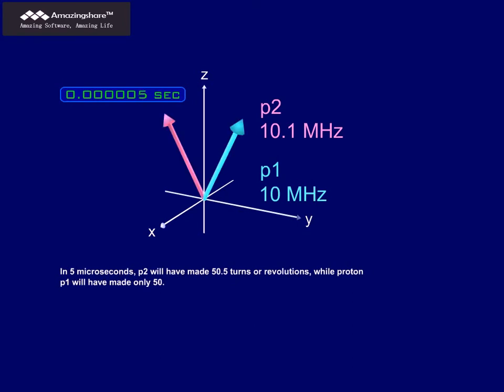In 5 microseconds, P2 will have made 50.5 turns or revolutions, while proton P1 will have made only 50. So, in this short time span, the protons will be 180 degrees out of phase, cancelling their magnetic moments in the respective plane.